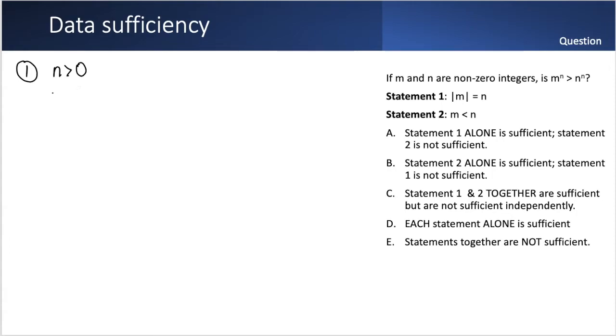Let's say m is positive. So if m is bigger than 0, then effectively m is the same as n, and so we know that m to the n should be the same as n to the power of n.